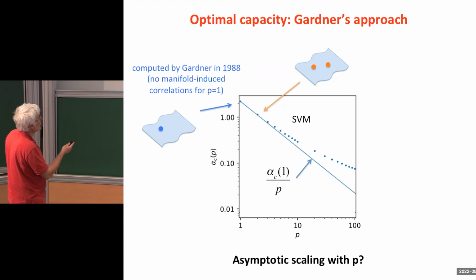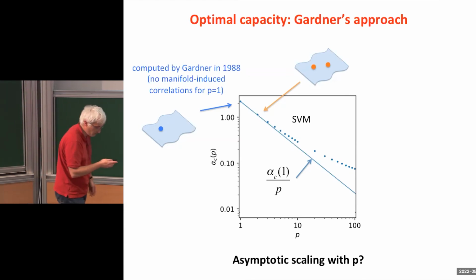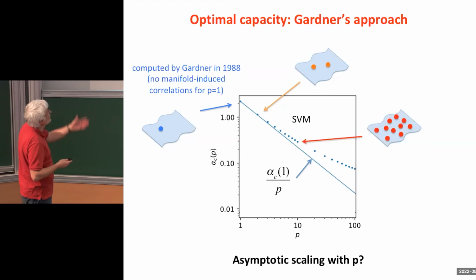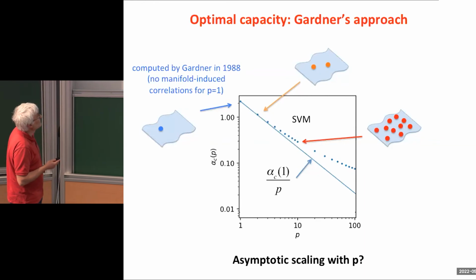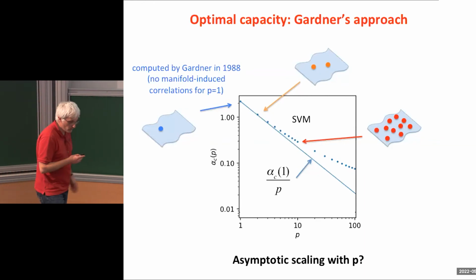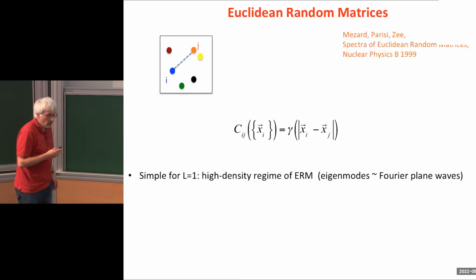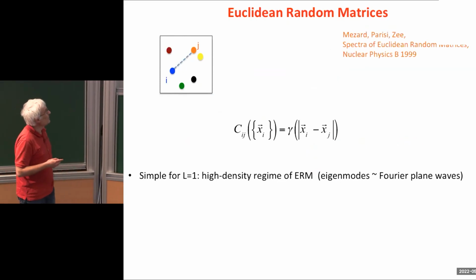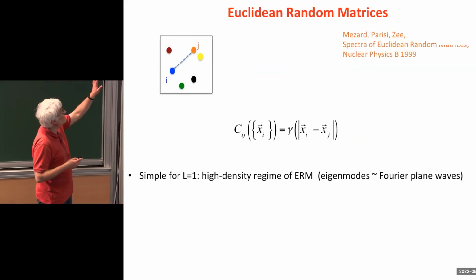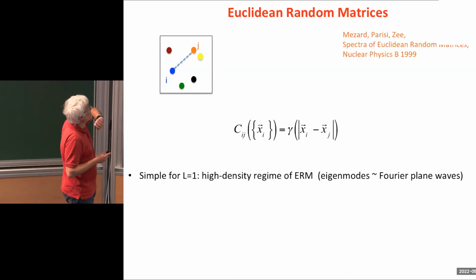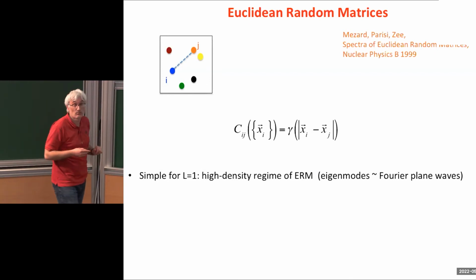And the question is, what is the asymptotic scaling with P? You see, for instance, if you have 10, you are here, and you would like to know what is going on when P goes to infinity. So I won't do a calculation because it would take time, but I just want to say that there is a deep connection with the random matrix problem, actually a Euclidean random matrix problem.